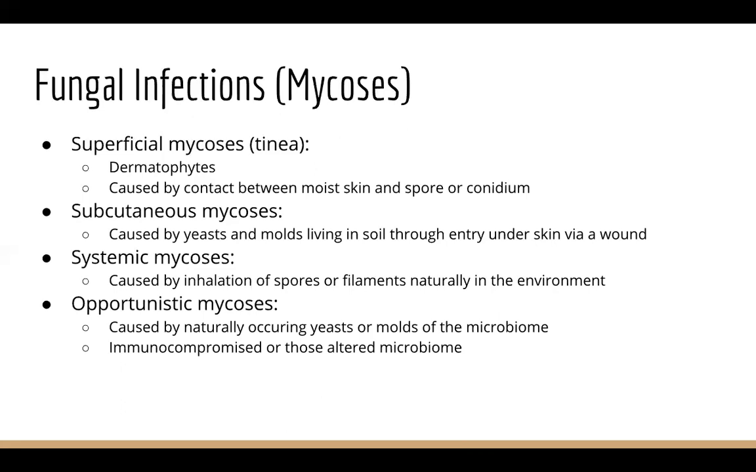Last but not least is opportunistic mycoses. These are caused by naturally occurring yeast or molds of the microbiome. So opportunistic means that normally they would not cause infection. However, something is off, something is altered, that they now have the opportunity to create an infection. So this happens in someone who may be immunocompromised or someone who has an altered microbiome.